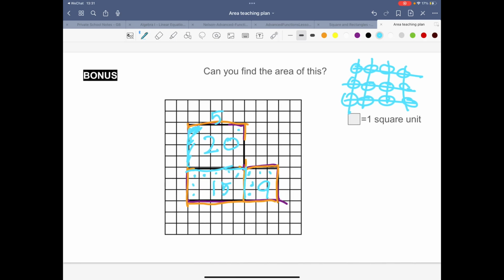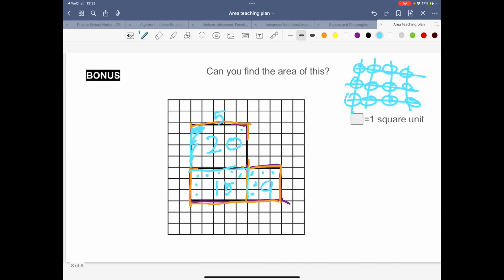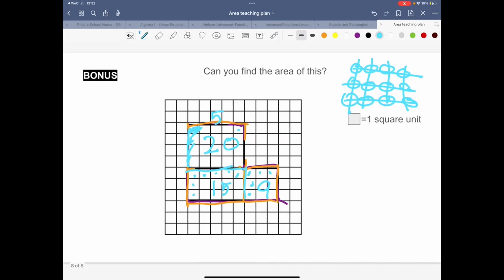And now we found the amount of each rectangular square. So 1 is 20, 1 is 15, and 1 is 9. So we add them all together. 20 plus 15 plus 9 gives us 44. So the area of this whole shape is 44.